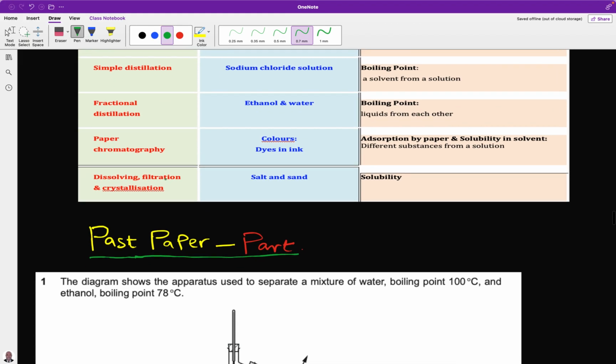The last one is salt and sand. Solubility is used. And for salt and sand, what is the technique? Here we use dissolving, filtration, and crystallization to separate sand and salt. We dissolve the mixture, we filter it off, we heat, form crystals, wash and dry. So dissolving, filtration, and crystallization for salt and sand.